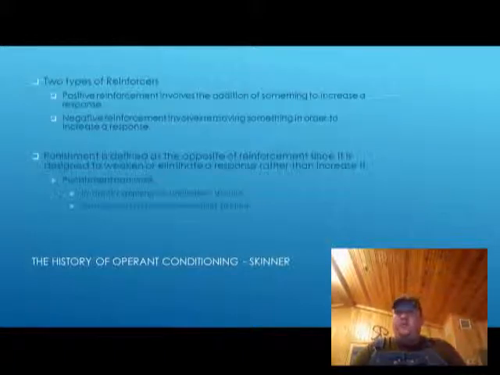The two types of reinforcers are positive reinforcers, which involves an addition of something to increase a response, and negative reinforcement, that involves removing something in order to increase a response. Punishment is defined as the opposite of reinforcement, since it's designed to weaken or eliminate the response rather than increase it. Punishment can work by directly applying an unpleasant stimulus or by removing a particularly rewarding stimulus.